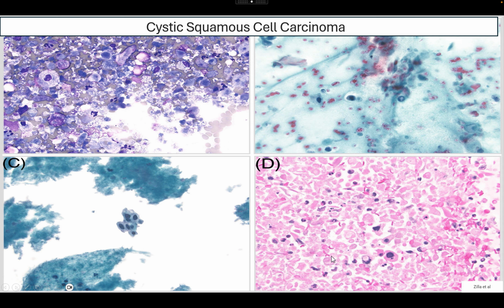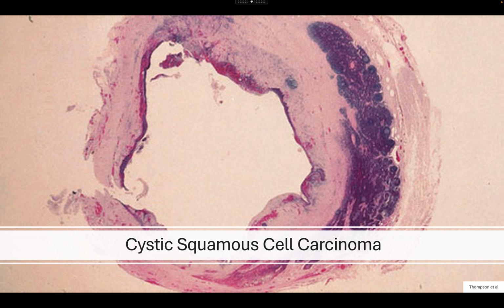And you see a lot of necrotic debris with degenerative cells with atypia here, with these very enlarged nuclei that are very hyperchromatic. So these can be tricky to identify.